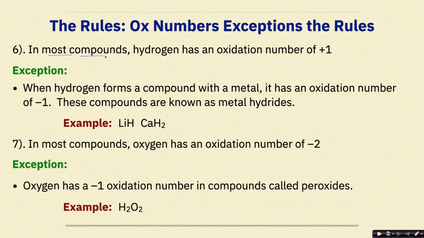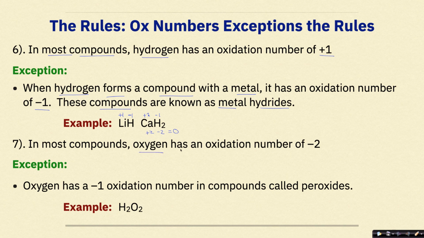In most compounds, hydrogen has an oxidation number of +1. But an exception to this is when hydrogen forms a compound with a metal, it has an oxidation number of -1. These compounds are known as metal hydrides. So if we have lithium hydride, lithium has to be +1, therefore hydrogen has to be -1. Calcium hydride, calcium has to be +2, so hydrogen has to be -1. -1 times 2, -2, +2, overall charge 0.